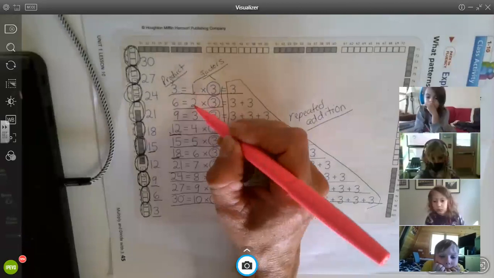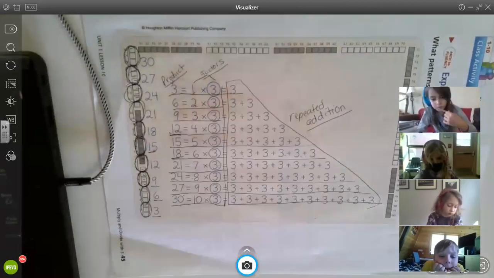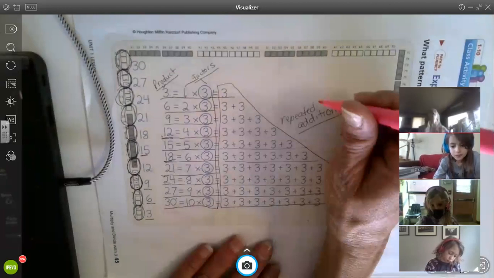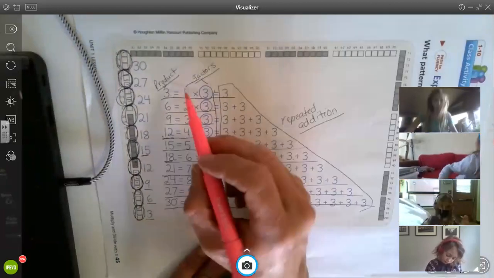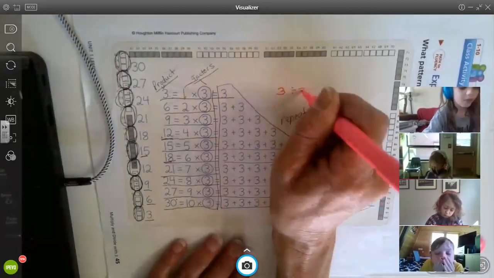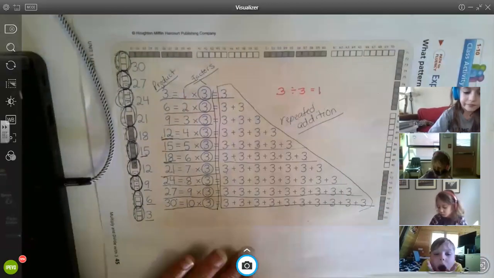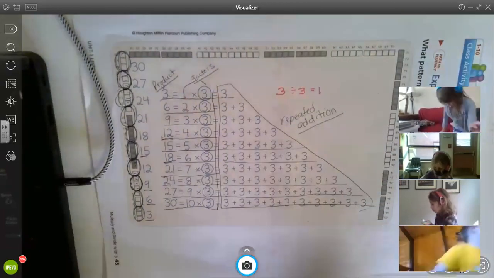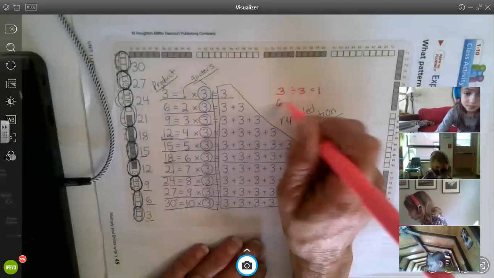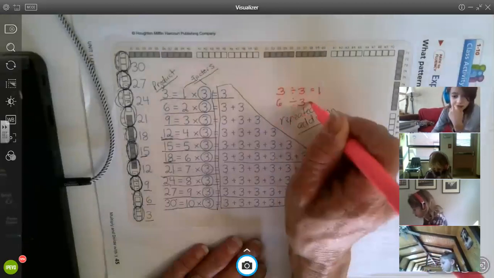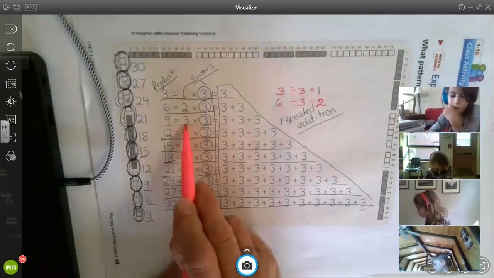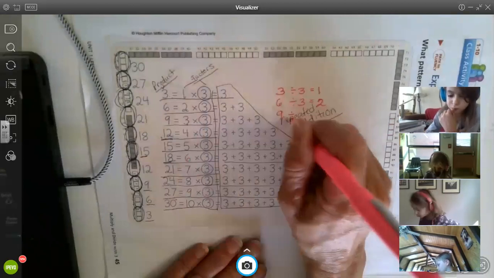We have another group. All right, let's go ahead and do the inverse operation. If we know 3 equals 1 times 3, then we know 3 divided by 3 equals 1. I want you to look for the pattern and continue. If we know 6 equals 2 times 3, we know 6 divided by 3 equals 2. If you know 9 equals 3 times 3, we know 9 divided by 3 equals 3.